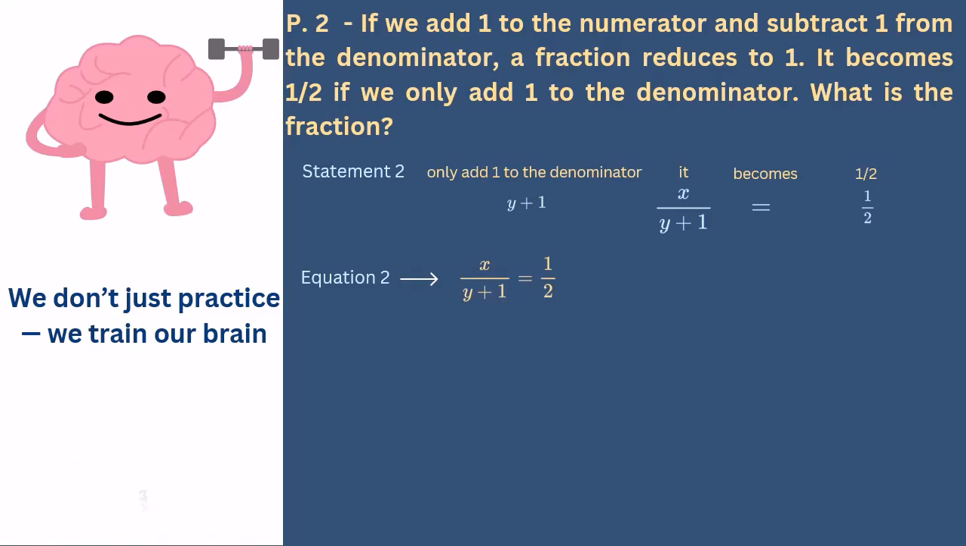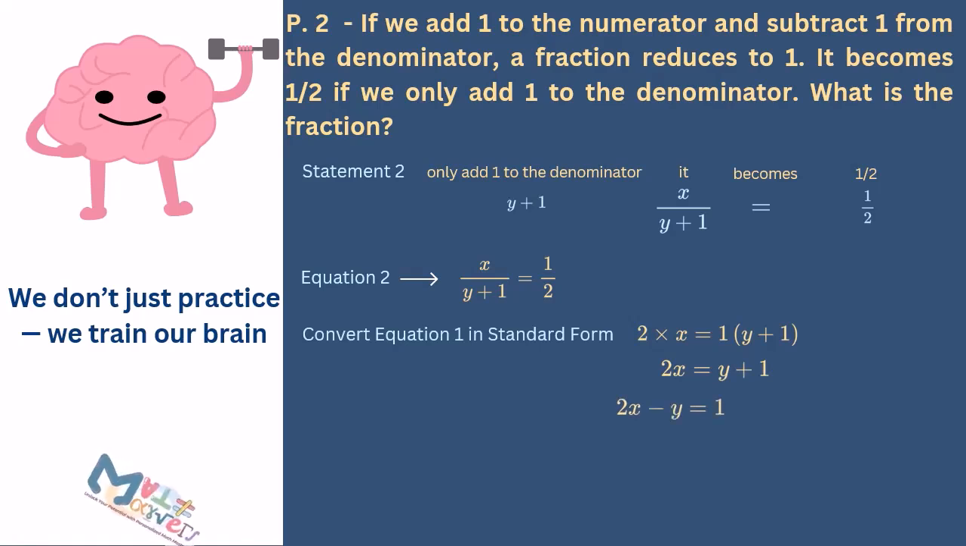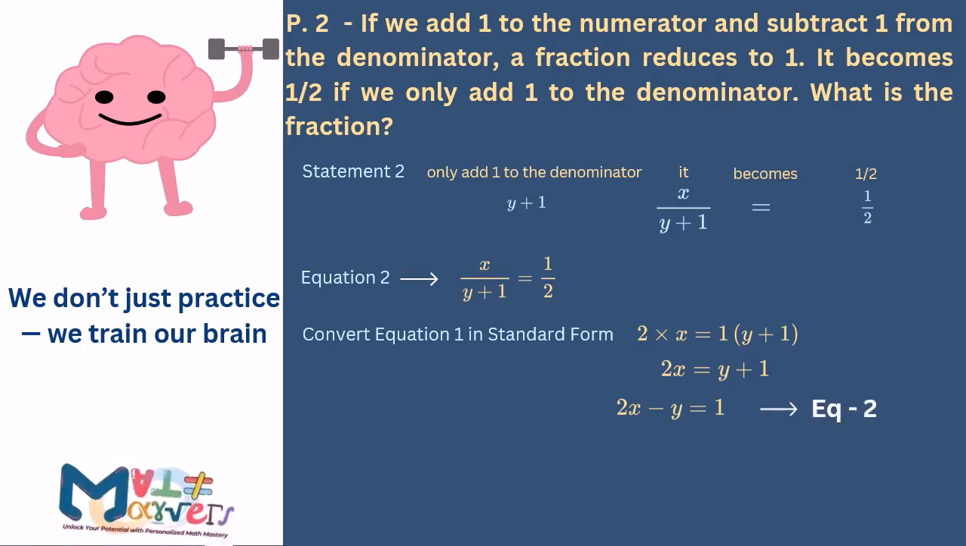Let's simplify this into standard form. Clear the fraction by cross multiplication. 2x equals y plus 1. Now bring y to the left side. That becomes 2x minus y equals 1. And that's our equation number 2.